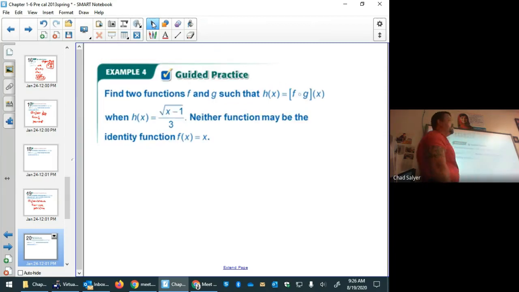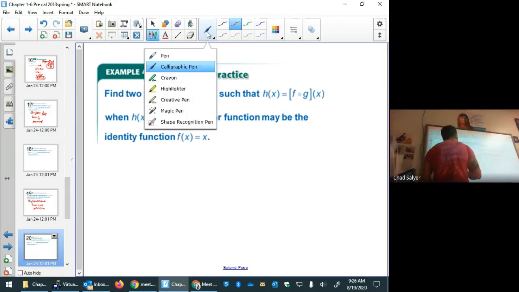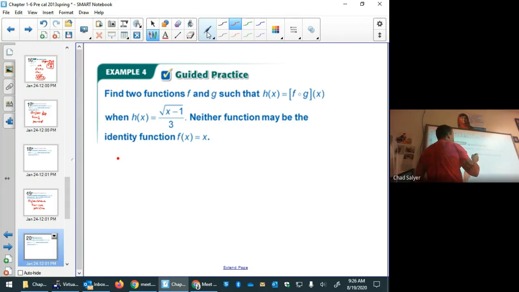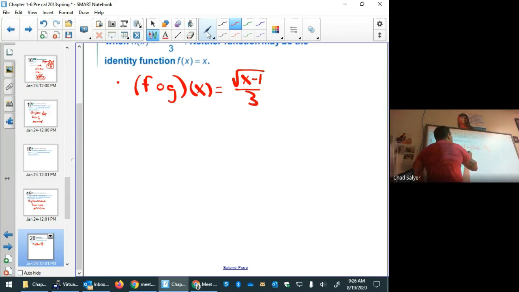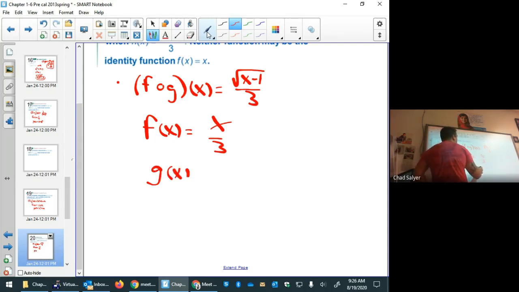So here's one for you. See if you can figure this out. Pause the video. Come back and see if you were right. Okay, so once again, you could have a couple different answers. Here's the one that occurs to me. If I have f of g of x equals the square root of x minus 1 over 3, then I should say f of x equals x over 3 and g of x equals the square root of x minus 1. That is sort of an obvious answer in this case.